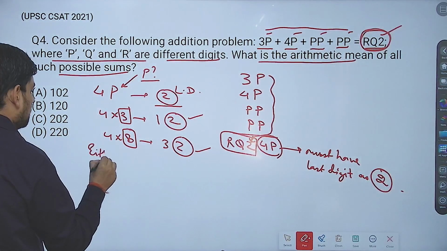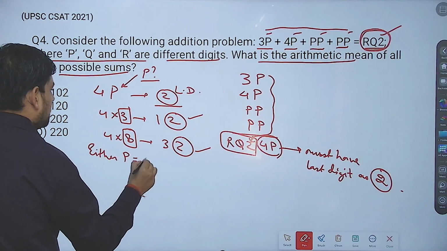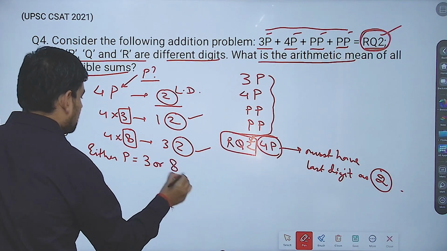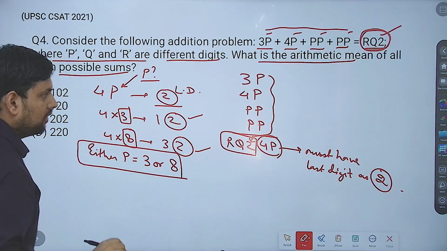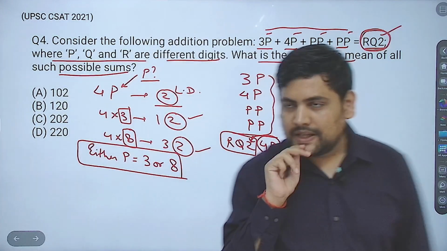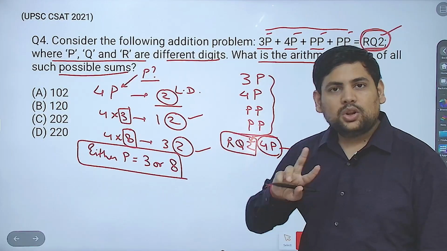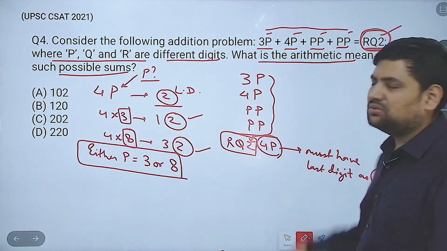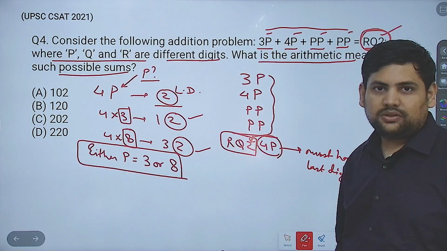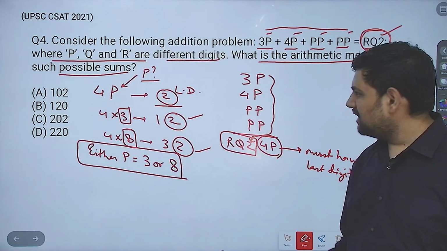Either p is equal to 3 or p is equal to 8. So you get only two possibilities. Now we will put these values of p here and get two values of rq2, and then we can get to the answer. Okay, this is the simple way.